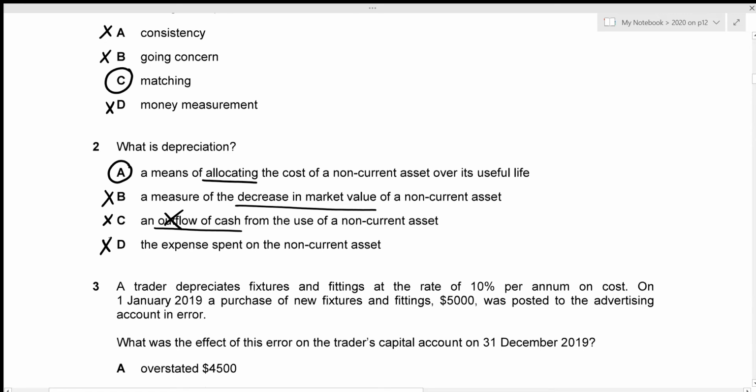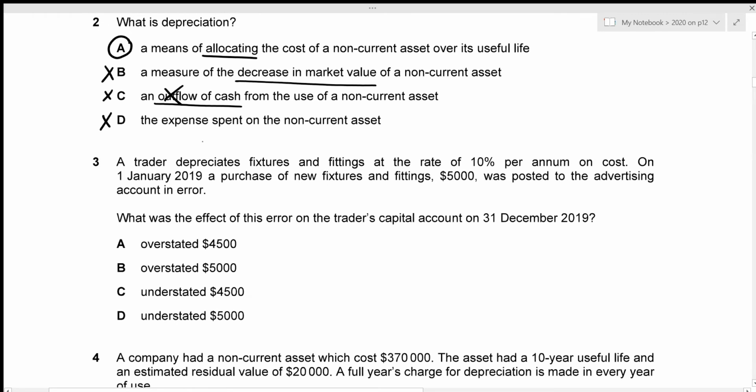Now we can move towards question number 3. A trader depreciates fixtures and fittings at the rate of 10% per annum on cost, which means that this is the straight line method, right? Then on 1st January 2019, a purchase of new fixtures and fittings 5,000 was posted to the advertising account in error. So this is actually the cost of new fixtures and fittings, but it was posted to advertising account in error. All right, now we need to figure out the effect of this error on the trader's capital account.